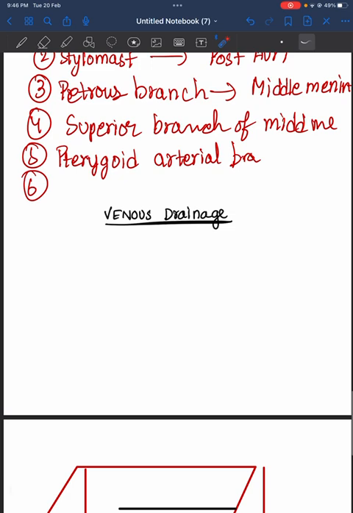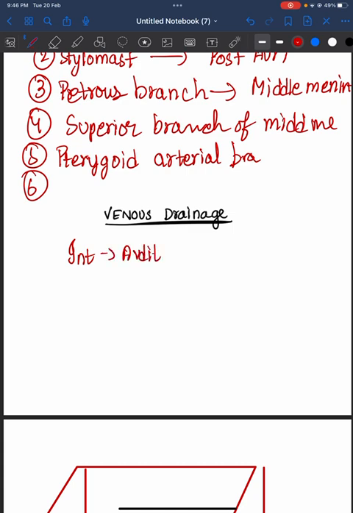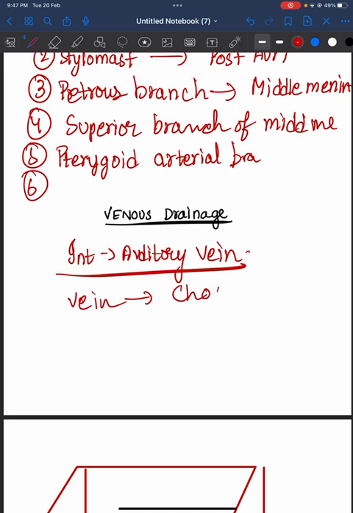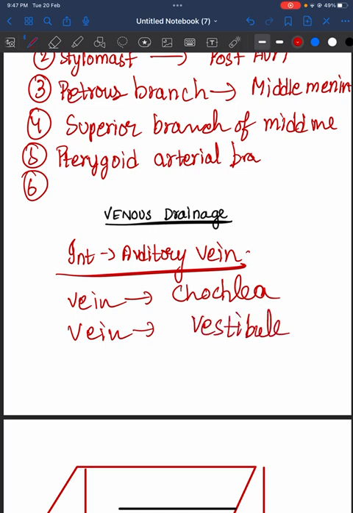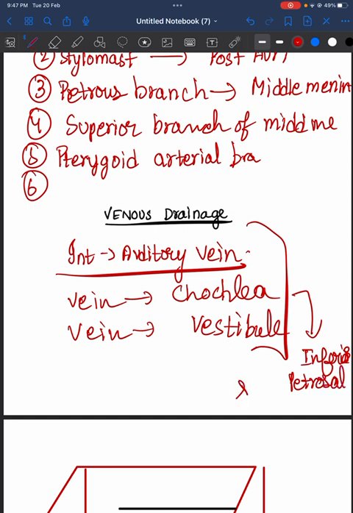If it comes to venous drainage, just remember that. I'll tell you easily. There is an internal auditory vein. Internal auditory vein. And we also have a vein to the cochlea, a vein to the vestibule. These three drain the middle ear, and from these three it goes and drains into the inferior petrosal sinus, and the sigmoid sinus.